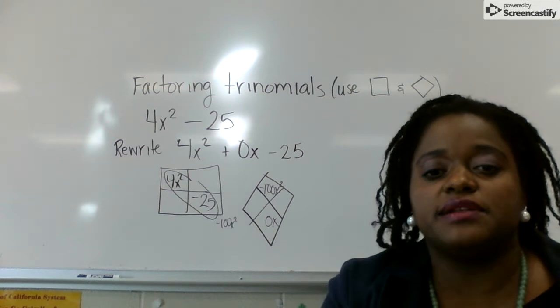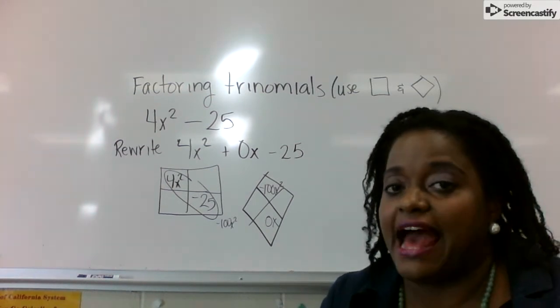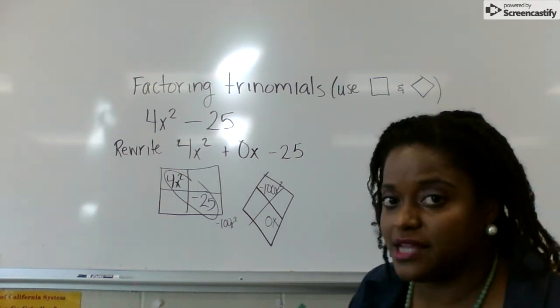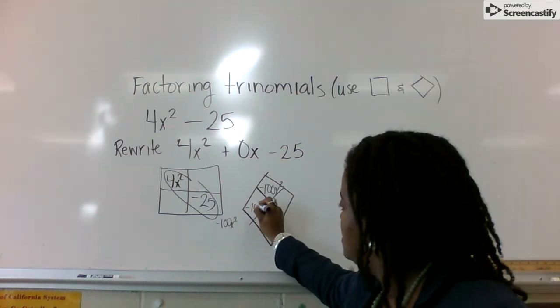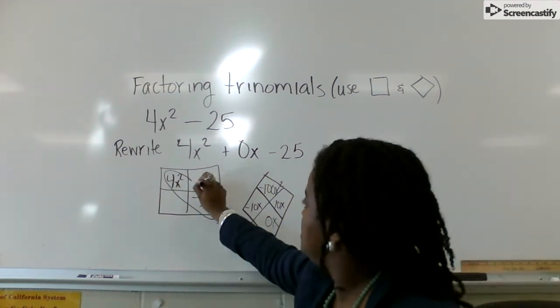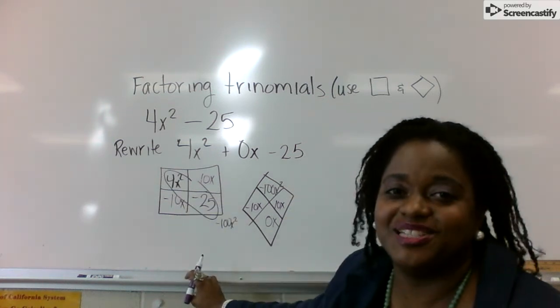All right, different color. So now you have to decide what two numbers you know multiply to equal negative 100, but when they add, they equal 0. That's negative 10 and positive 10. So I'm going to write negative 10x and positive 10x. And that goes in your diamond. I'm sorry, it goes in your rectangle.